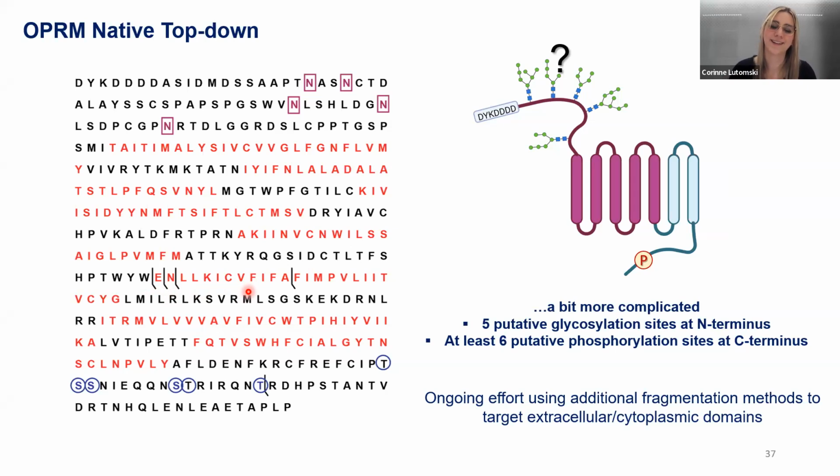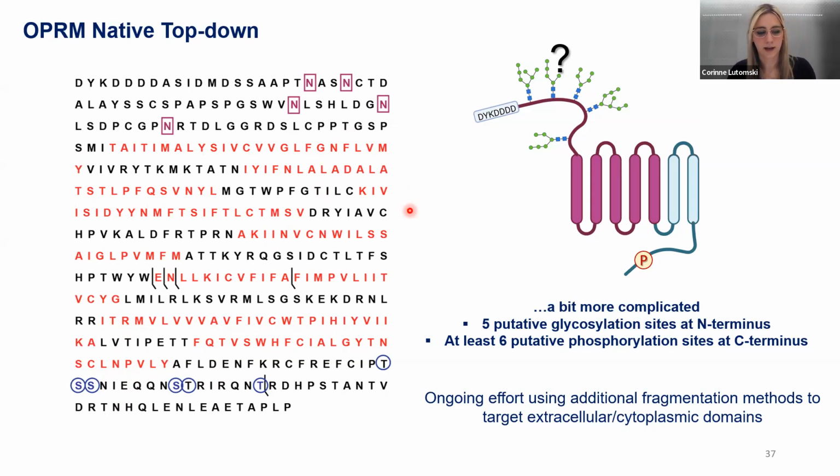But this becomes a little bit more challenging because with top-down fragmentation, we typically get fragmentation of the termini. And in the case of GPCRs, both termini are heavily modified. And so at the N terminus, we have 5 putative glycosylation sites. And at least one of them is certainly occupied. And then at the C terminus, we have at least 6 phosphorylation sites. And we do find that, again, at least one of those is identified, but not yet localized. And so this is an ongoing effort in being able to use top-down fragmentation to target these very complex membrane proteins. And so we will have to use some additional fragmentation methods, maybe electron-based fragmentation methods, to really get at these cytoplasmic and extracellular bits.